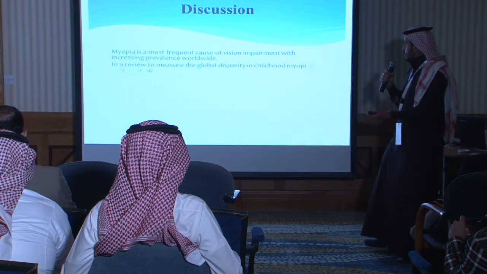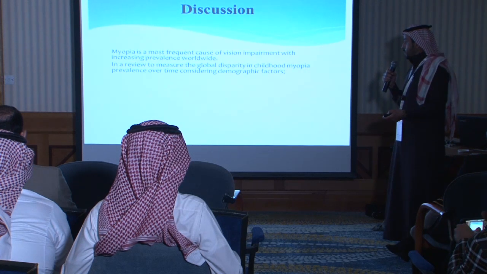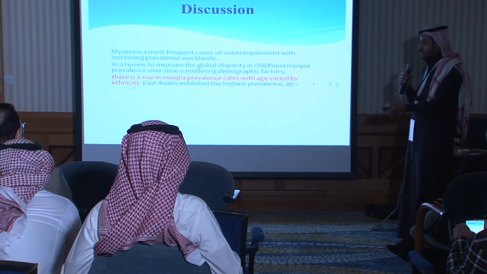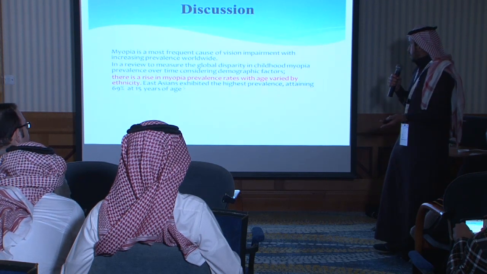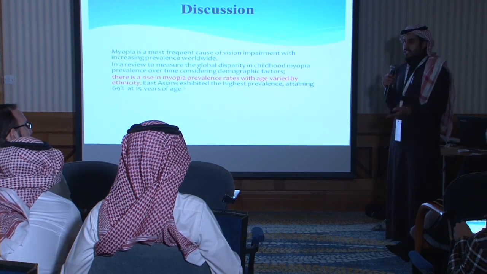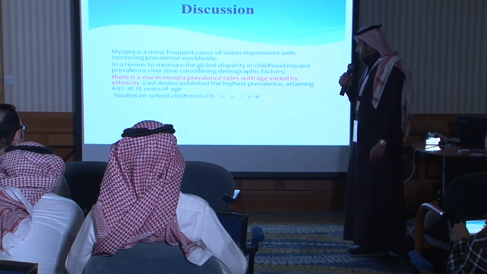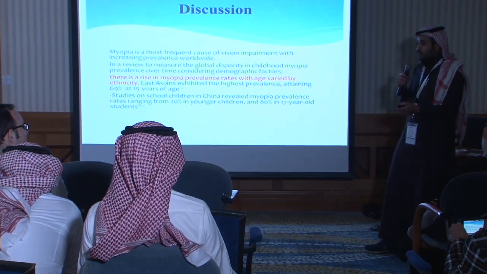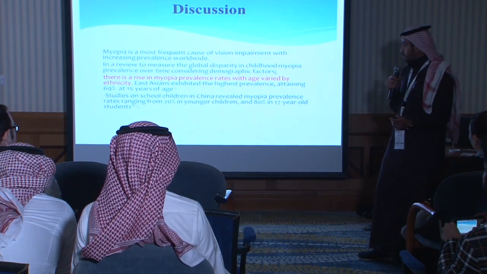In a review to measure the global disparity in childhood myopia prevalence over time, considering demographic factors, they found a rise in myopia prevalence with age, varying by ethnicity. East Asians exhibited the highest prevalence, attaining 69% at 15 years of age. A study on school children in China revealed myopia prevalence ranging from 20% in younger children to 80% at 17 years old.